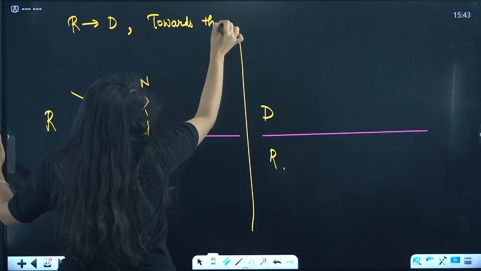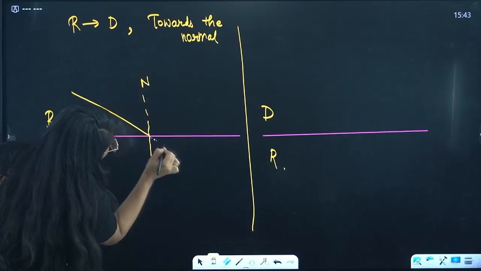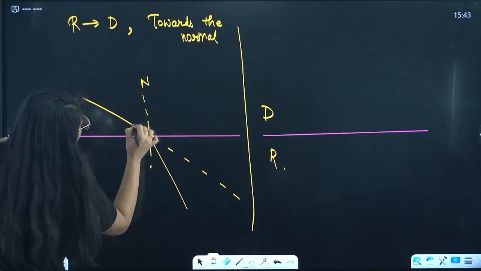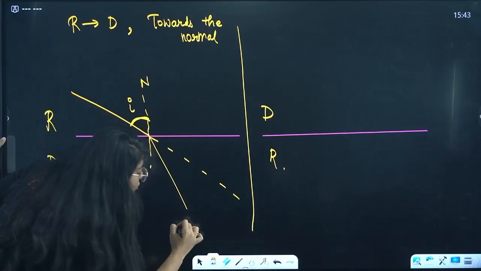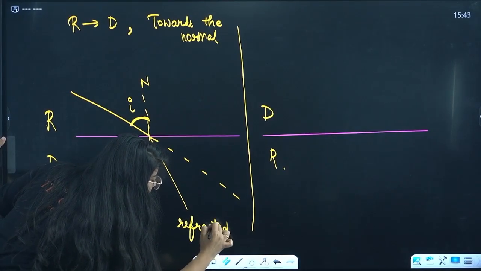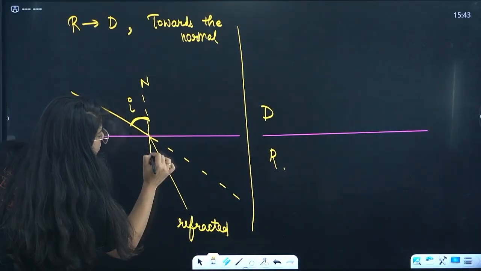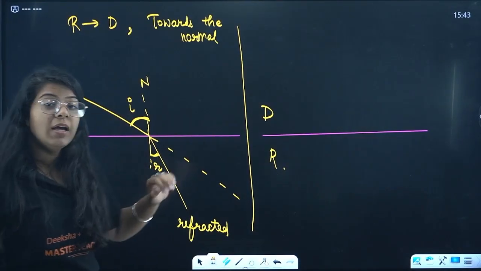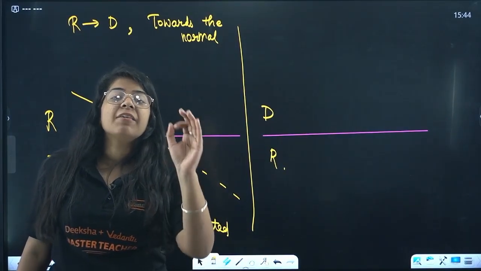It will bend towards the normal. So instead of going straight like this, it will bend towards the normal, and this incident ray makes the incident angle with the normal. Now this is your refracted ray, not reflected ray. That was the reflected ray in reflection. This is called the refracted ray, and the angle with the normal is written as R, and is called the angle of refraction. Done? Angle of refraction.